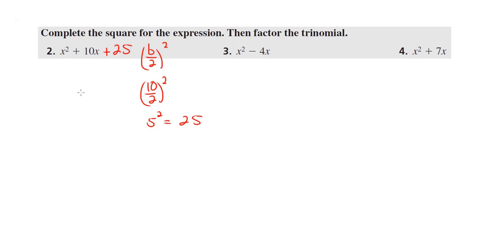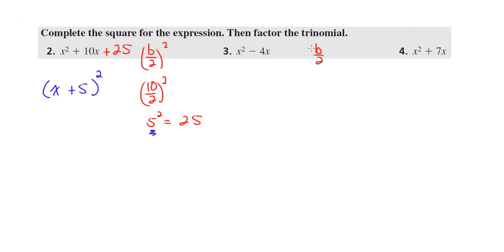Now we see that everything's positive, so this is going to be an a plus b squared. So x squared comes from x, and if you're having trouble remembering where 25 came from, it's what we got when we did b divided by 2. So this becomes x plus 5 squared. And that's it.